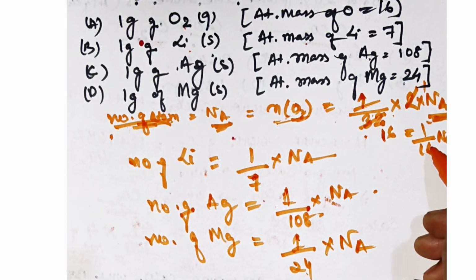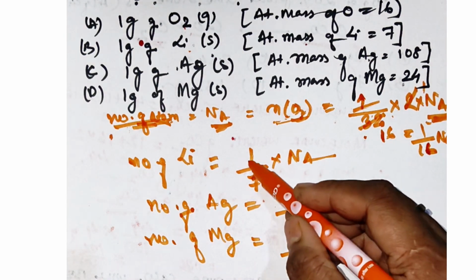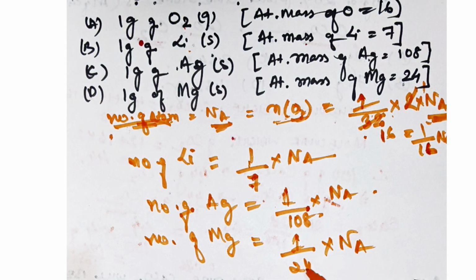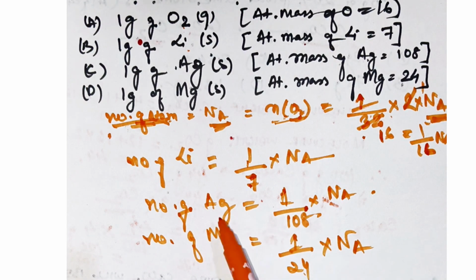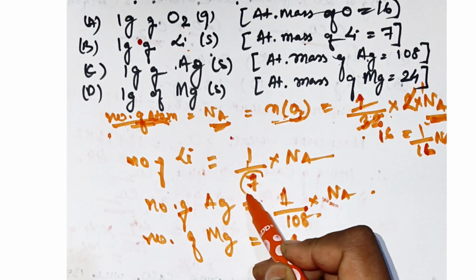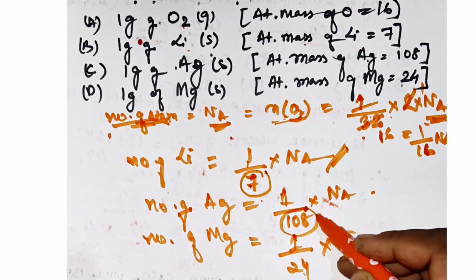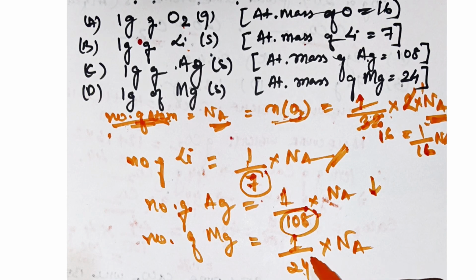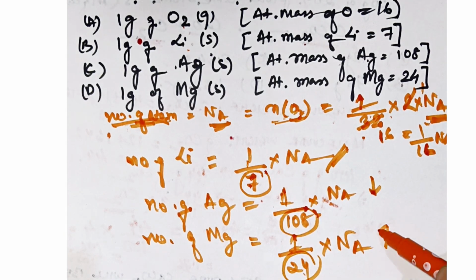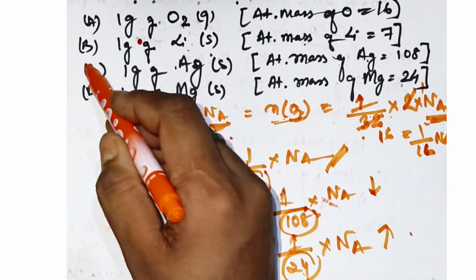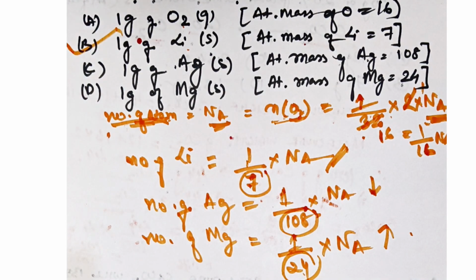Now see, here it is 1 by 7, 1 by 108, 1 by 24, and 1 by 16. Now which one will have the maximum number of atoms? See, the less the denominator, the higher the value. More is the denominator, value is less. Less is the denominator, value is more. So which is the least denominator? It is lithium. So your answer is option B.